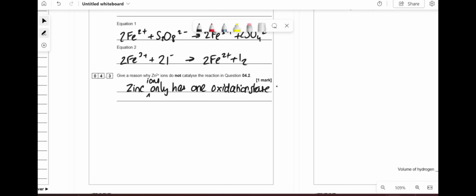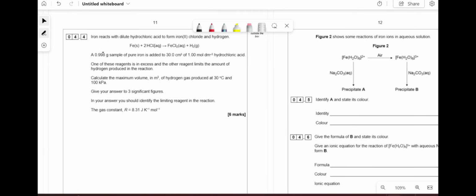Or you could say Zn2+ is the only ion it makes. Iron reacts with dilute hydrochloric acid to form iron(II) chloride and hydrogen, so Fe solid plus 2HCl gives you FeCl2 plus H2 gas. A 0.998 gram sample of pure iron is added to 30 centimeters cubed of 1 mole per decimeter cubed hydrochloric acid. One of these reagents is in excess and the other one limits the amount of hydrogen produced in the reaction.